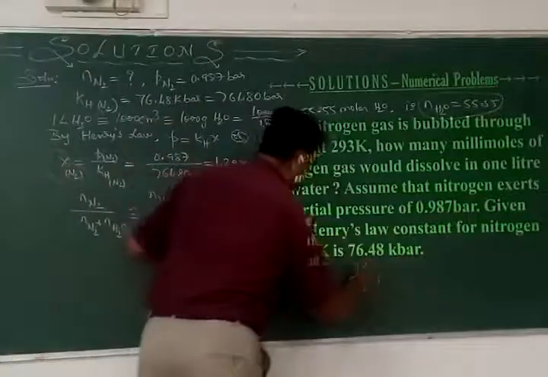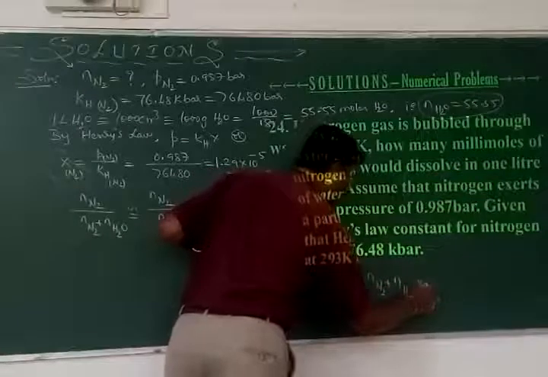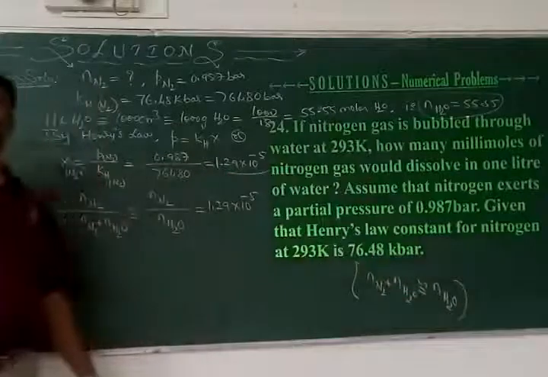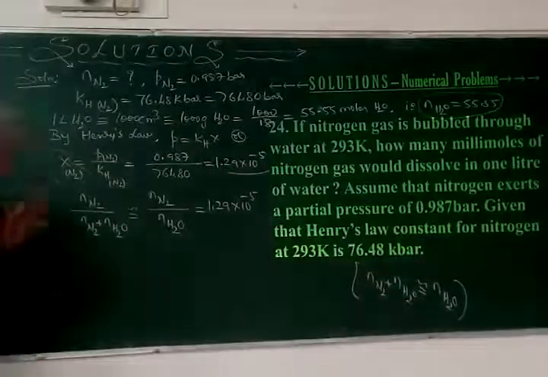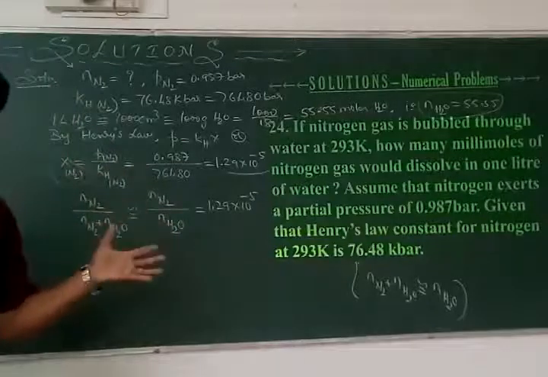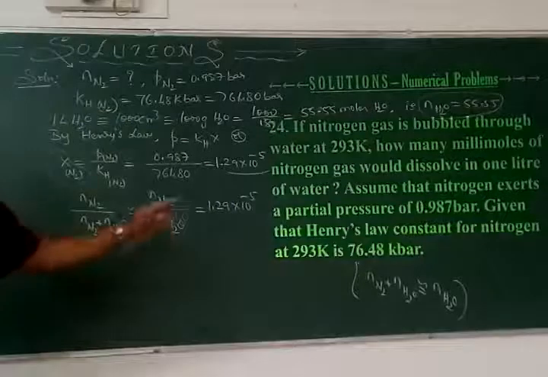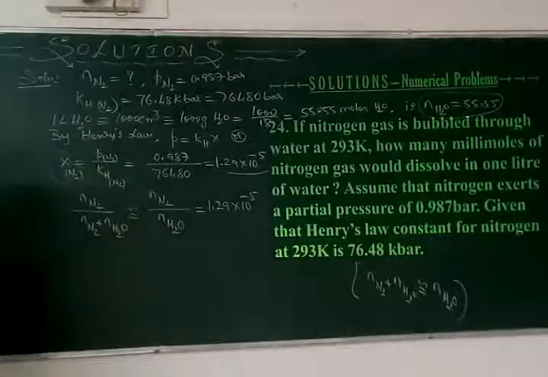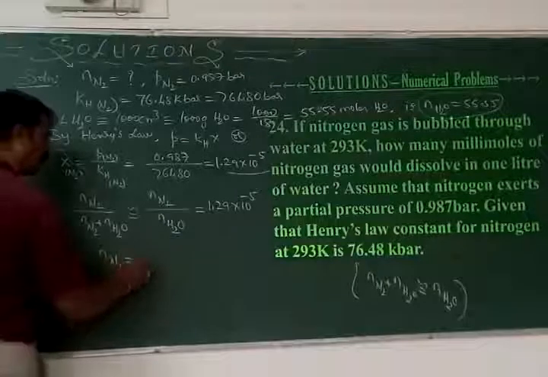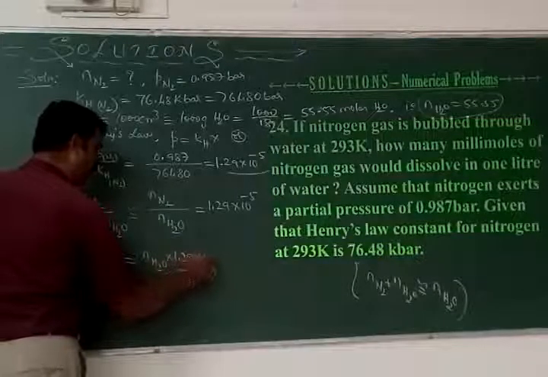Because the number of moles of nitrogen plus the number of moles of water is nearly equal to the number of moles of H2O. Because with respect to a dilute solution of the gas in the liquid, we are always neglecting the amount of the gaseous solute as compared to the total higher number of moles of the solvent. Is the solvent here? It is the water. Okay. So therefore, the number of moles of nitrogen is equal to the number of moles of water into 1.29 into 10 to the power of minus 5.